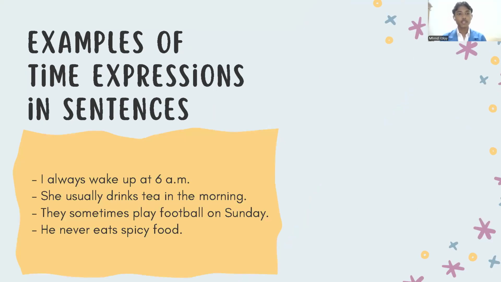Examples of time expressions in sentences. Here are some examples of how time expressions are used in simple present tense. I always wake up at 6 a.m. She usually drinks tea in the morning. They sometimes play football on Sunday. He never eats spicy food.